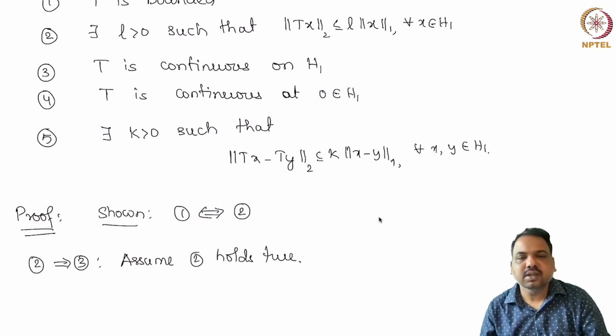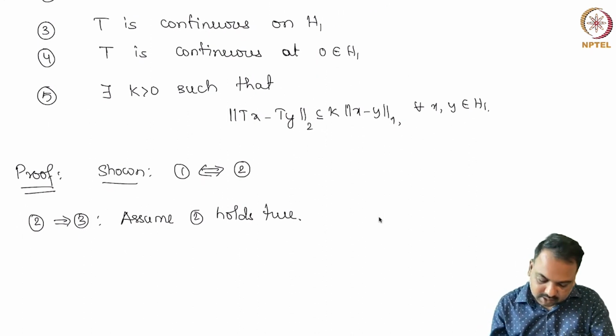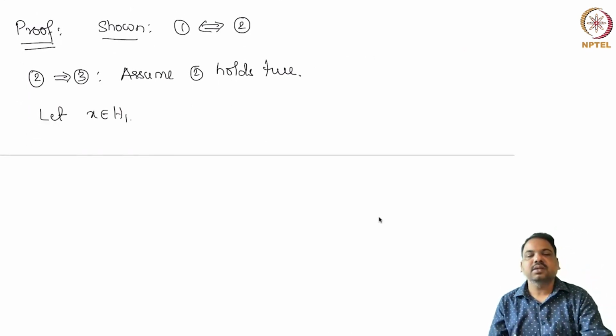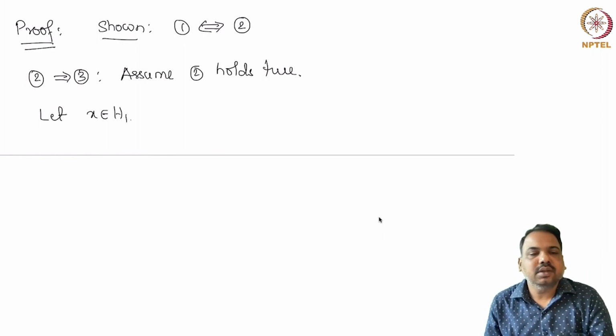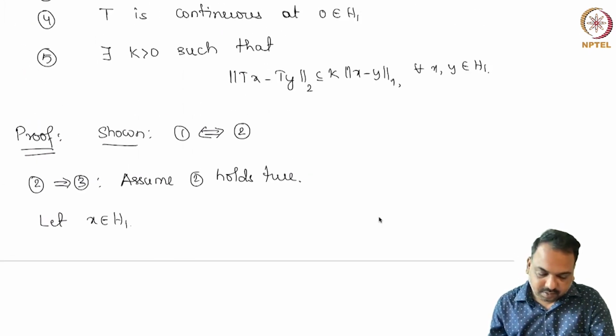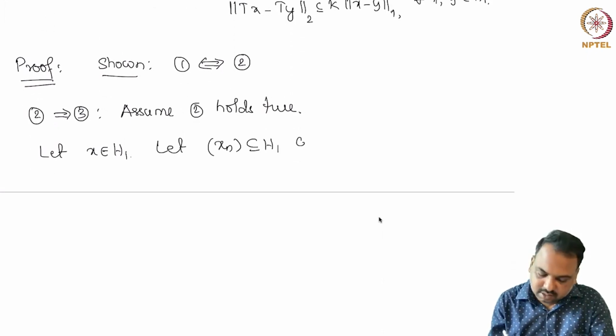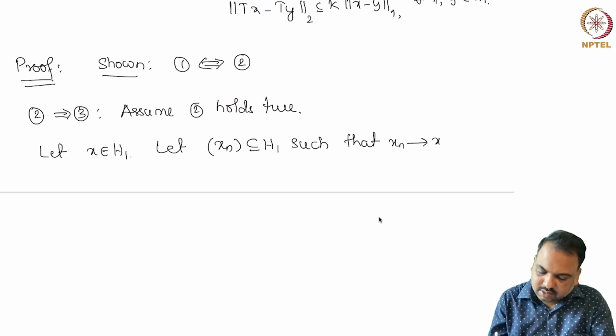Okay, we want to show that T is continuous on H1. So for that, let x be an arbitrary point of H1. We want to show that T is continuous at x. That means if xn is a sequence converging to x, we want to show that Txn is a sequence converging to Tx. So let us take xn a sequence from H1 such that xn converges to x.